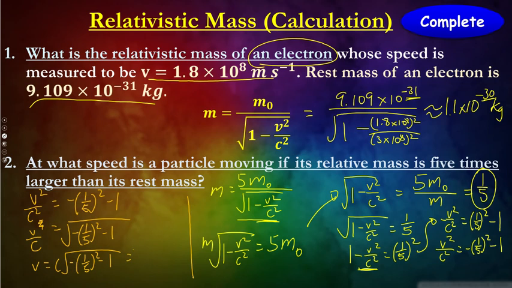I'll find that it's roughly 0.9798 of the speed of light. So it's about, if you round it up to 2 sig figs, almost 98% of the speed of light. So that's how fast you can travel for that particular particle to have 5 times its original mass. That's what we're aiming for.